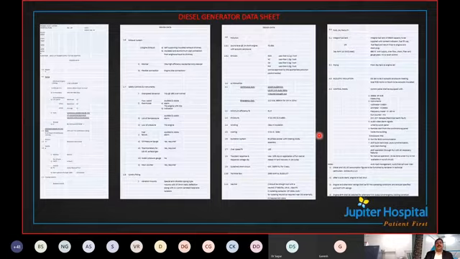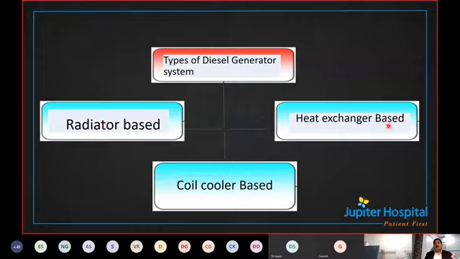So there are 3 types: radiator based DG, heat exchanger based DG, and a new thing which has been launched recently. Still the product has not come in the market. It is from Cummins, this coil cooler base. So in our Thane hospital, we have a heat exchanger base, which was developed somewhere in 2004. We placed the order, and this was somewhere in 2016 radiator base.